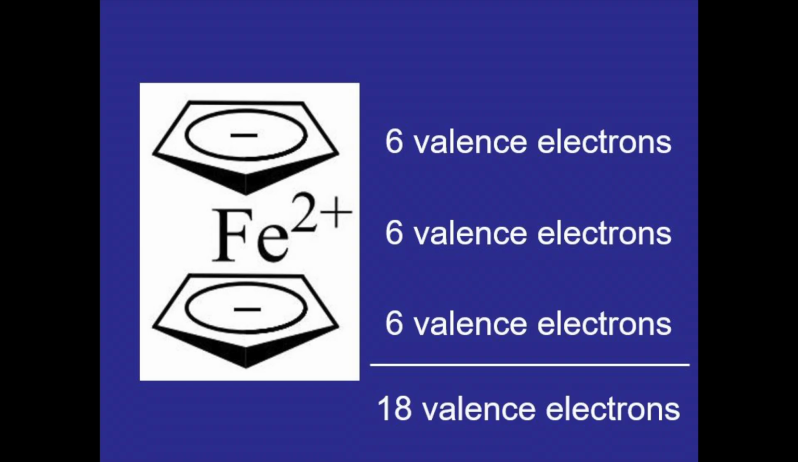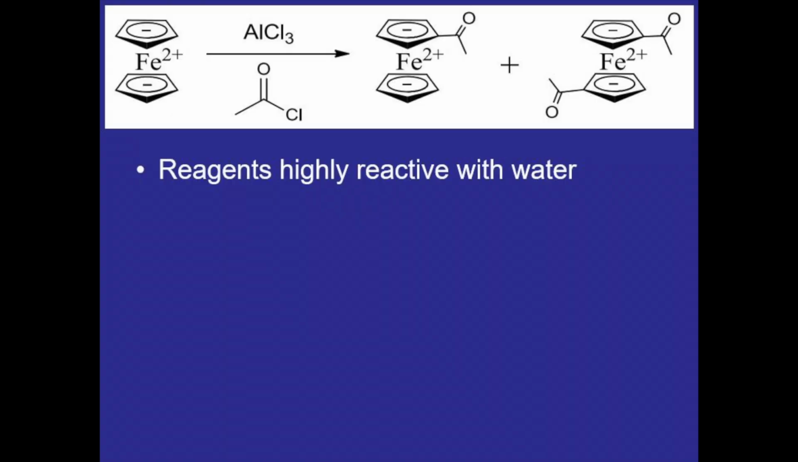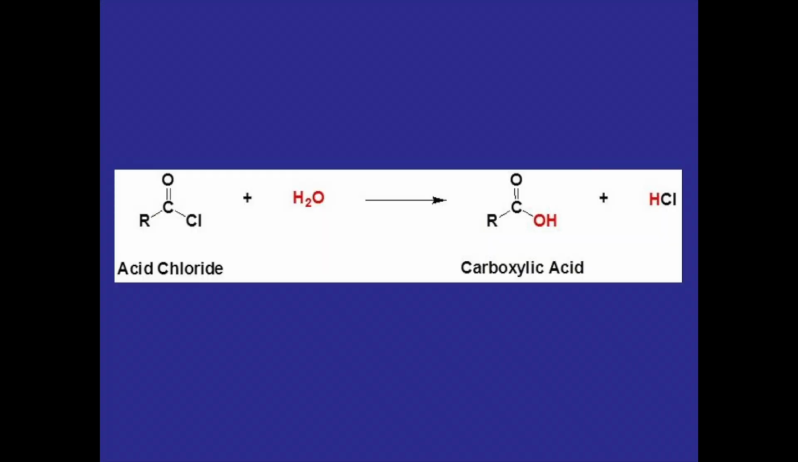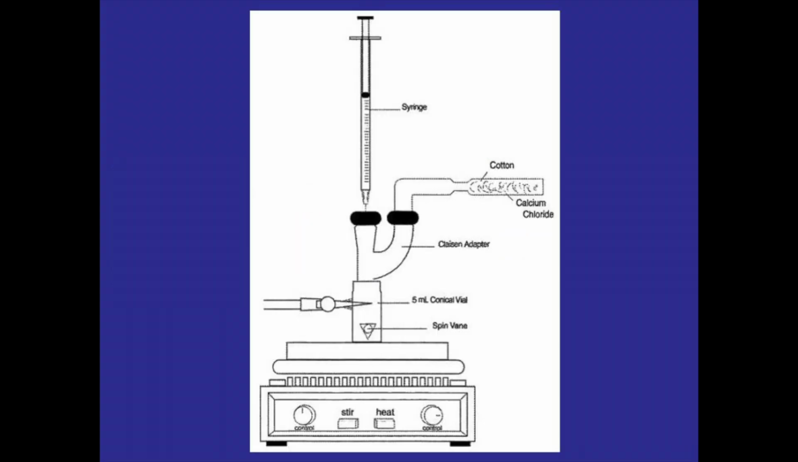Both the aluminum chloride and the acetyl chloride reagents are highly reactive with water. One of the reactions you probably recognize from your OChem 2 class, where acetyl chloride can react with water to form acetic acid and hydrochloric acid. So to keep as much water out of the reaction vessel as possible, we'll be using a Claisen head adapter again and adding the reagents through a needle and a syringe.